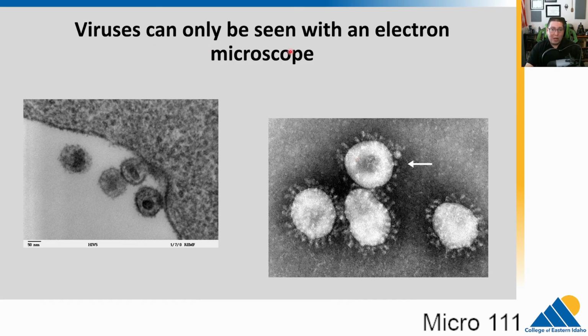So these are electron micrographs. So remember, we can't see viruses. They're too small. We need electron microscopes, which have a higher resolution because the wavelength of an electron is smaller than the wavelength of light.